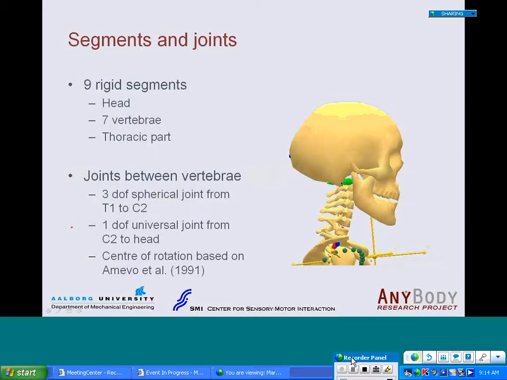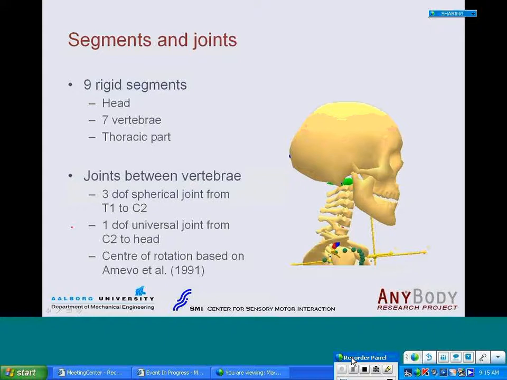So, the basic model is built of 9 rigid segments. We have the head, we have the 7 vertebrae of the neck, and we have the thoracic part. The joints are quite special in the neck. Between T1 and C2, we have 3 degrees of freedom cervical joints, which mimic the movement possibilities we have in that part of the neck.